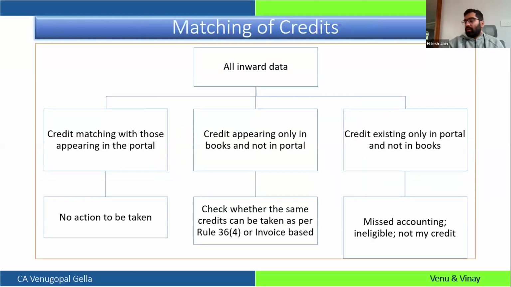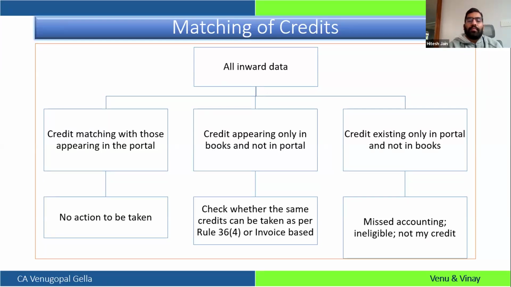matching of credits. Now, whatever input tax credit I have in my books of accounts can lead to three scenarios. The first one would be that whatever credit is appearing in the portal and whatever credit is appearing in my books of accounts is exactly matching. So we don't need to take any action on those credits.